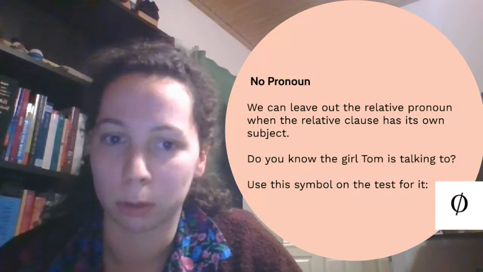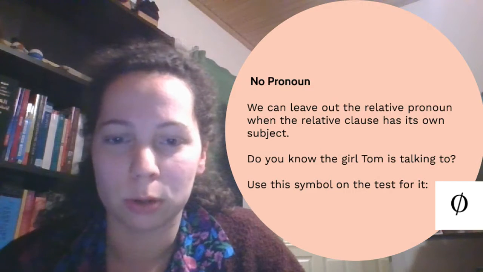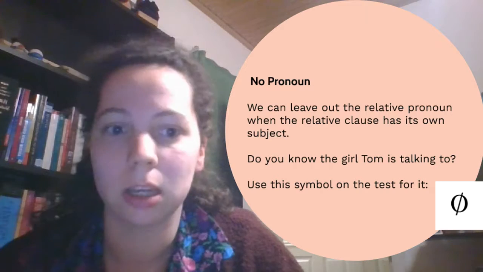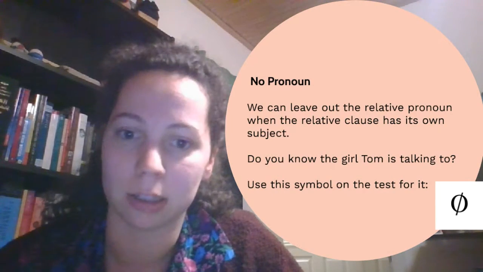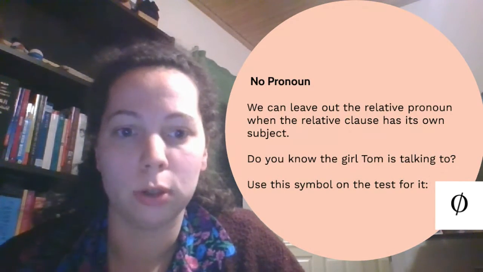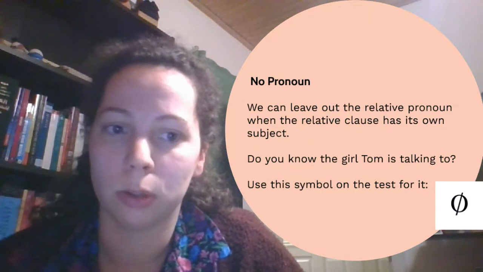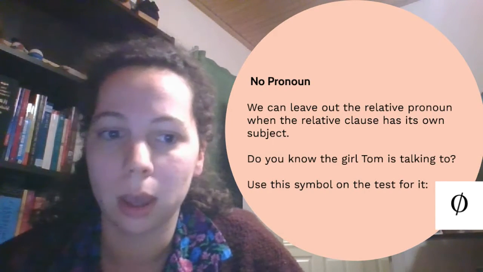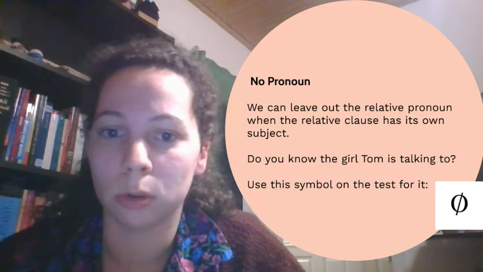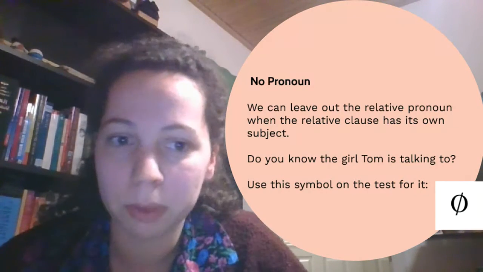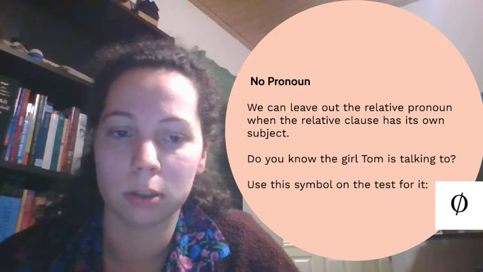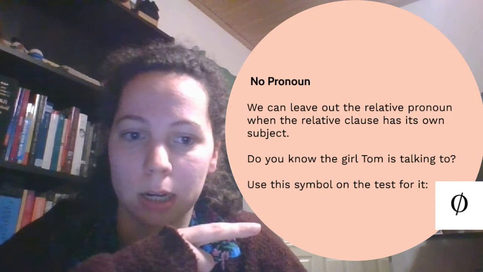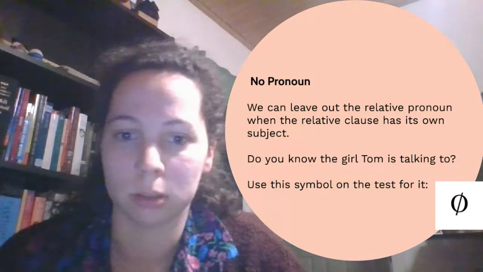Okay. Then we learned about leaving out the pronoun. Sometimes we just don't need a pronoun at all. But that could only be done if the relative clause, so the extra information sentence, had its own subject. Als de betrekkelijke bijzin een eigen onderwerp had. Do you know the girl Tom is talking to? Tom is talking to is our relative clause here. Extra information sentence about the girl. The bit Tom is talking to has got its own subject, Tom, so we can leave it out. Just a reminder, there was a special symbol for it, and that symbol you can see right there in that picture, the little circle with the line through it.